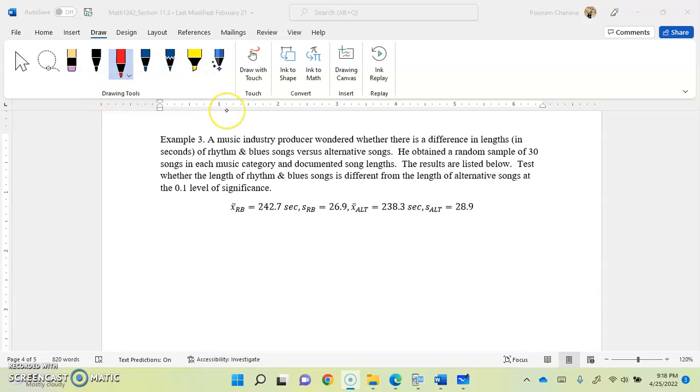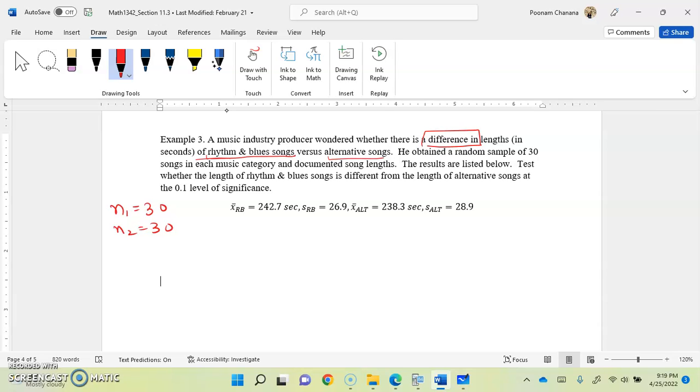Let's read question number 3. A music industry producer wondered whether there is a difference in lengths of rhythm and blues songs versus alternative songs. So there are two kinds of songs. He obtained a random sample of 30 songs in each music category. So n1 is 30, n2 is also 30. The results are listed below.